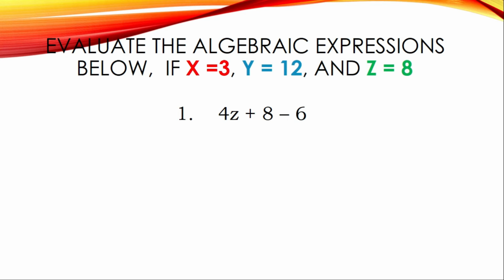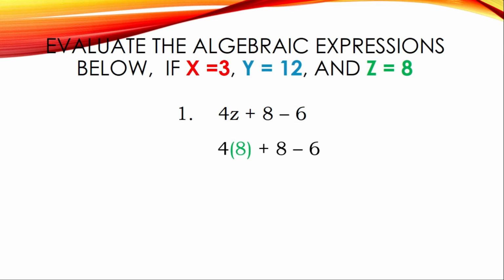Evaluate the algebraic expressions below. If x equals 3, y equals 12, and z equals 8. So example number 1 is 4z plus 8 minus 6. So the first thing we need to do is to substitute the values of the variable. So based on the given z equals 8, so papalitan natin yung z ng 8. So ganyan siya. I-copy natin lahat except for the variable which is papalitan natin or isa-substitute natin yung value ng 8 sa z. And then proceed with the operation GEMDAS.